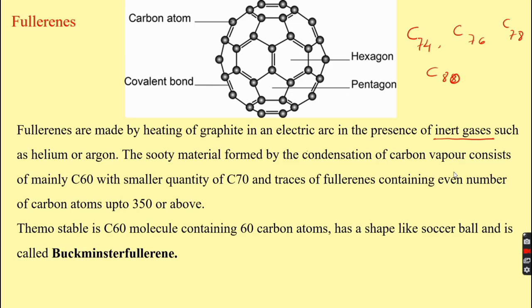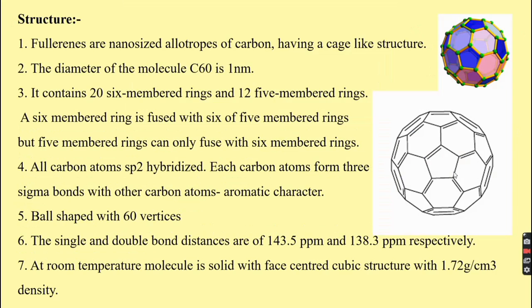Then the structure of fullerenes. The fullerene is a nano-sized allotrope of carbon having a cage-like structure. You can see here, it's like a cage-like structure. The diameter of the C60 molecule is 1 nanometer.